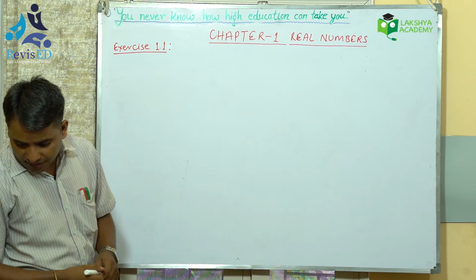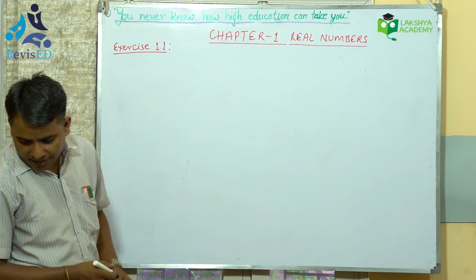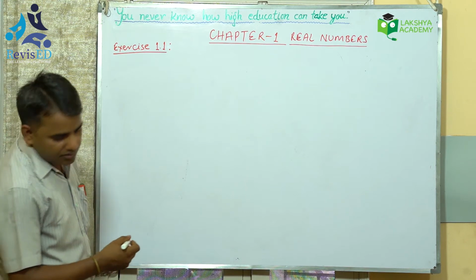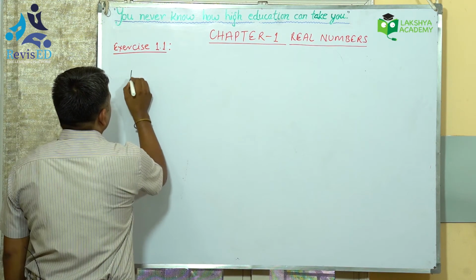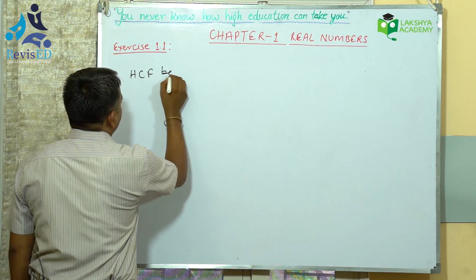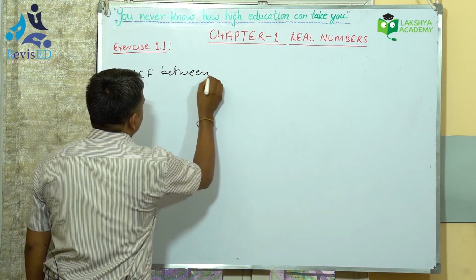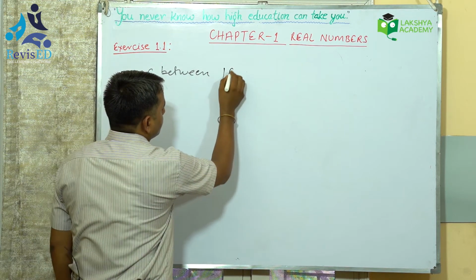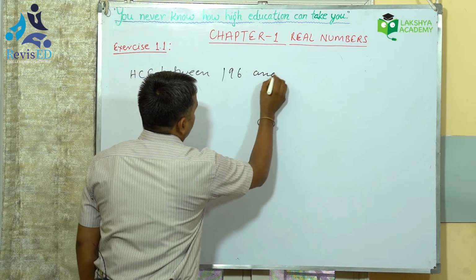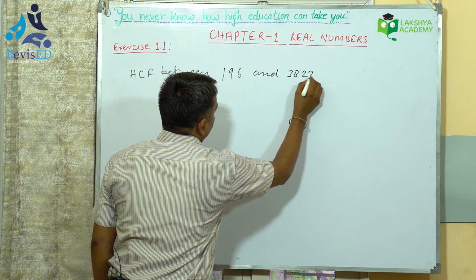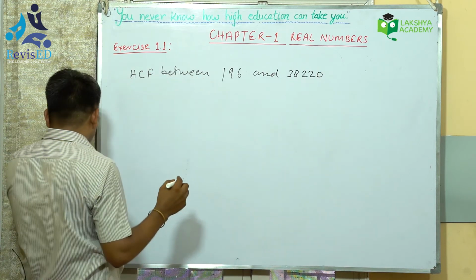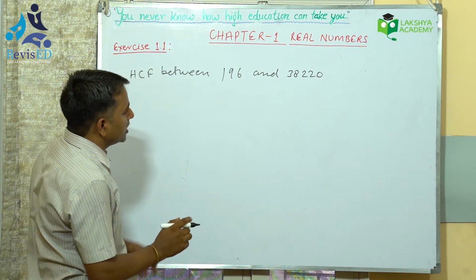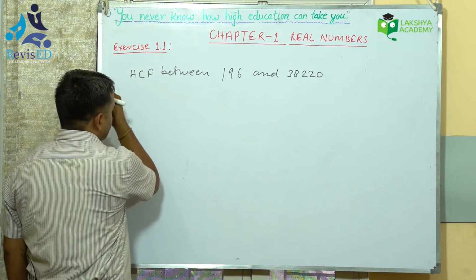Now coming to the second question, to find the HCF between 196 and 38,220. Here also 38,220 is greater than 196.